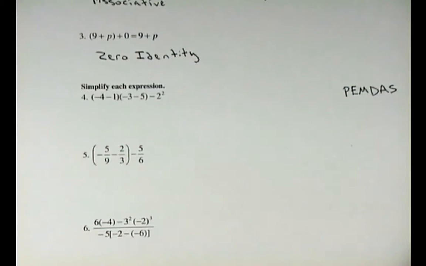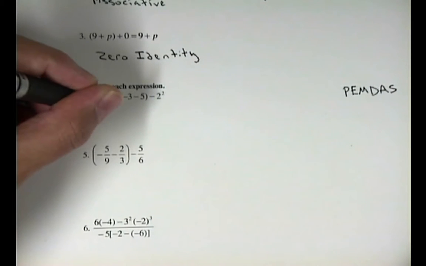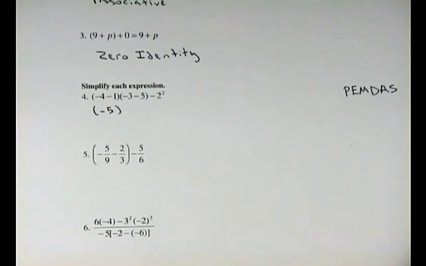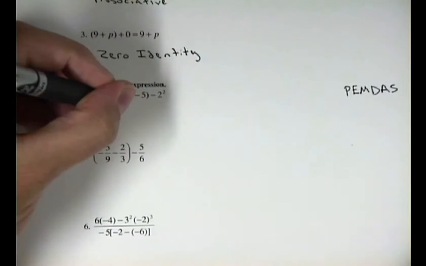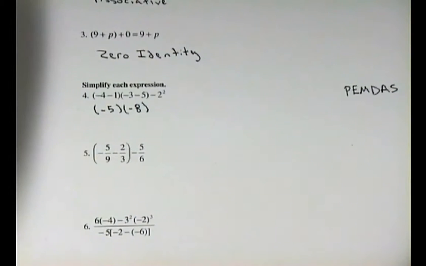I can simplify parentheses, so I can make this into a -5. I can simplify this set of parentheses. -3 minus 5 is going in the left-hand direction from -3, and we're going left 5 more places to end up on a -8. If that's confusing, draw yourself a number line.